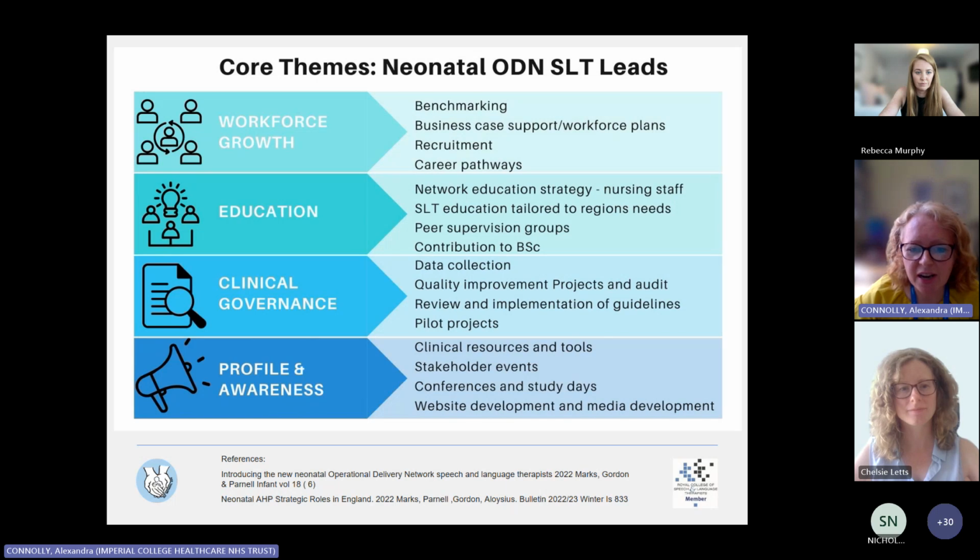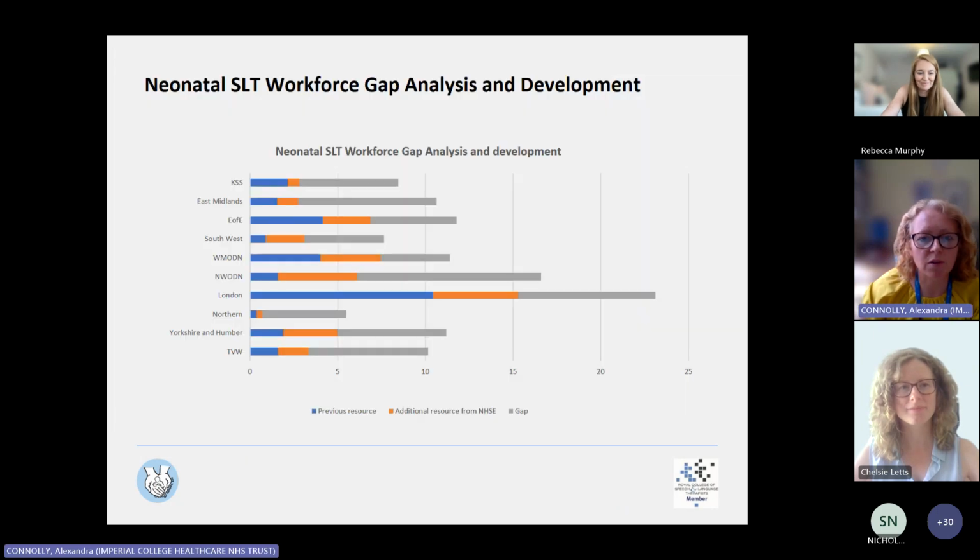Each region has different needs and priorities, so the work that takes place by your SLT lead will really differ depending on what's needed in the region. We individualise our support and tailor it to the needs of the different networks. Over to you, Becca. Oh, no, one more for me.